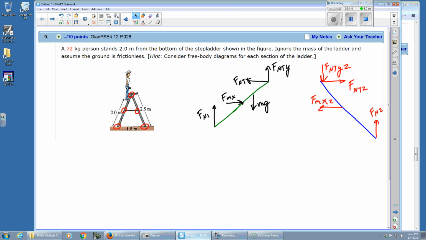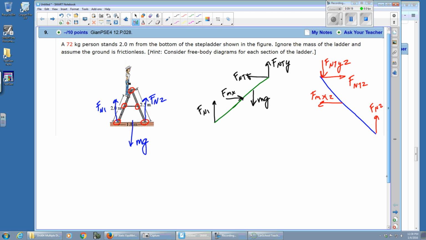We would have, let's see, FN2, right? And FN1, and then MG. We did the whole thing as a whole, right? Right, that's the mass of the person. And those are going to be different sizes. So let's deal with the whole thing and then deal with the individual parts.